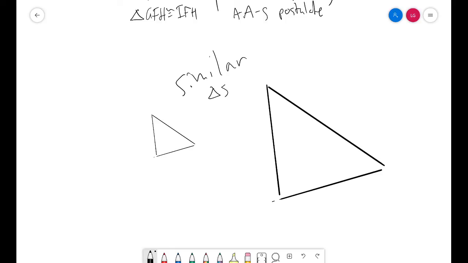In similar triangles, it's a loosening of that. We don't need the sides to be the same. We just need the angles to be the same. So the relative positions of the sides are the same, but the absolute sizes of the sides don't have to be the same.